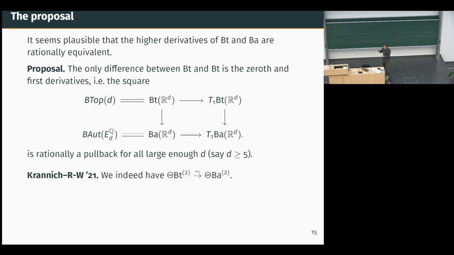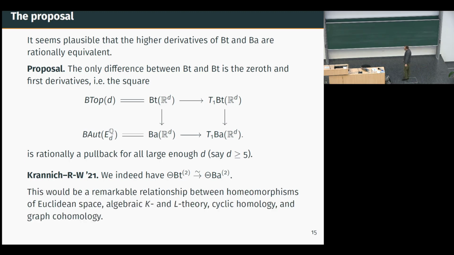As evidence for it, another reformulation of what Kreinik and I proved is that on second derivatives, this is true. So they have the same second derivative, and the map is indeed an isomorphism between the second derivatives. And I think if this is true, then it's a kind of remarkable statement, because it's saying that many a priori very unrelated things are in fact related. So we have homeomorphisms of Euclidean space, which is the object of interest. We have algebraic K-theory showing up. We have, although I hid it a little, algebraic L-theory showing up for people who know what that is. And we also have all these graph cohomology groups showing up.